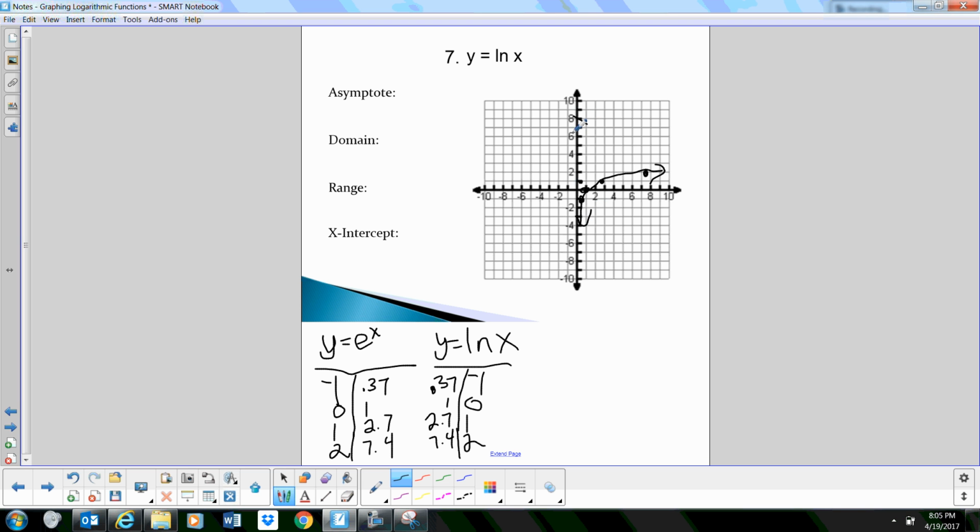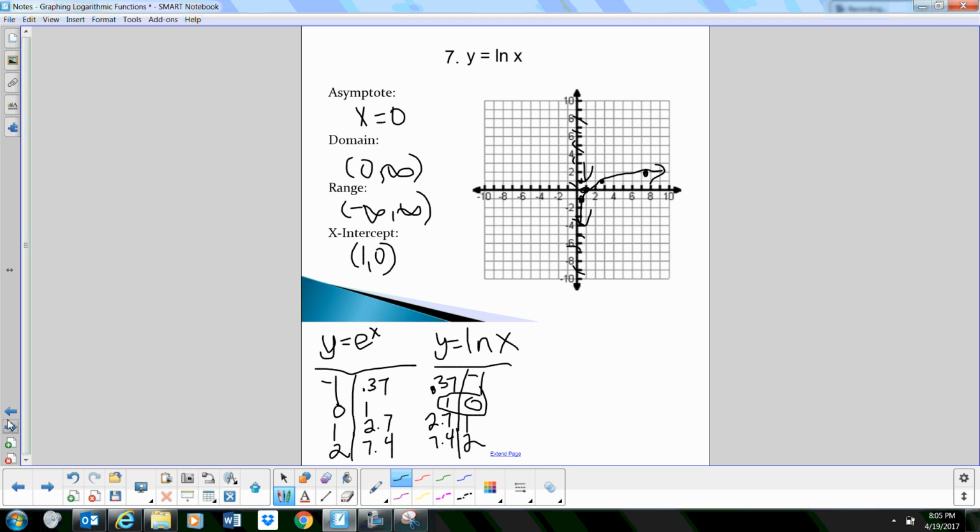Okay, so draw our asymptote down. And we know our asymptote is x equals 0. Our domain is from 0 to infinity. The range is negative infinity to positive infinity, all reals. And then our x-intercept. What's our x-intercept? That's right here. It's right here at 1. So it's 1, 0.